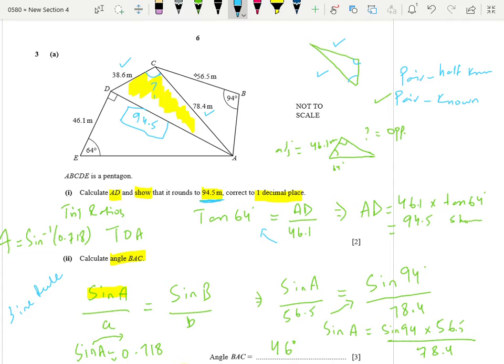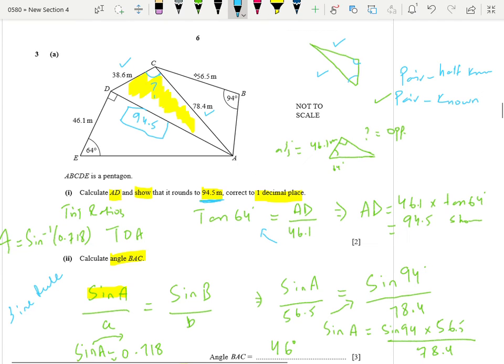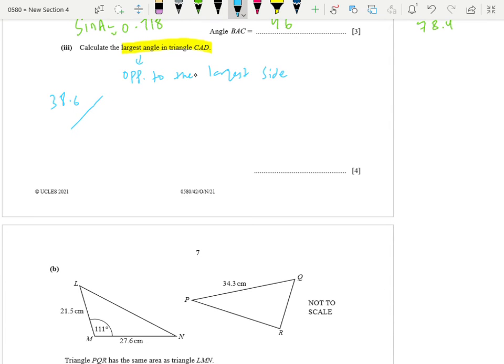So how am I going to find an angle of a triangle in which none of the angles is provided to me, but all three sides are provided to me? The three sides provided to me: 38.6 is right here, and then you have 78.4 right here, and then you would have 94.5 right here. The angle you are going to find is this. So what should I apply?